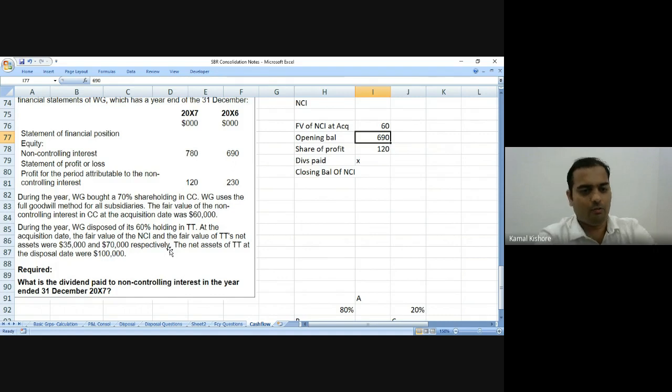The value of NCI at disposal, that you have to calculate, and you will reduce that from this. So think of this as an asset. If they give some information about the asset and that asset is sold, what is the carrying amount of that asset in the books? That you will reduce from the balance sheet. The same thing here. What is the carrying amount of NCI relating to this particular subsidiary on the date of disposal?